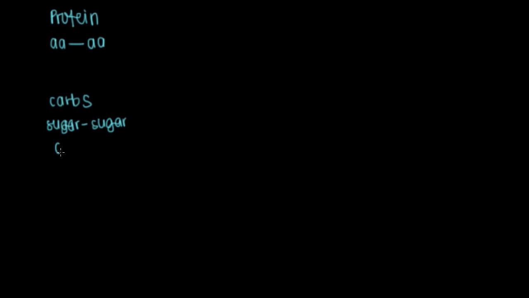And so something like glucose attached to, say, galactose would be a disaccharide. And this particular disaccharide would be called lactose. So a single sugar would be considered a monosaccharide. 2 of them, a disaccharide, and then a whole bunch would be a polysaccharide.